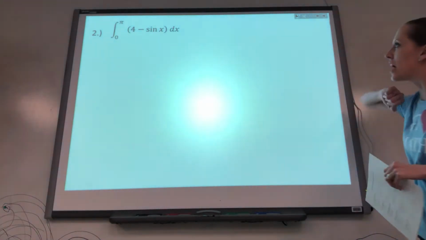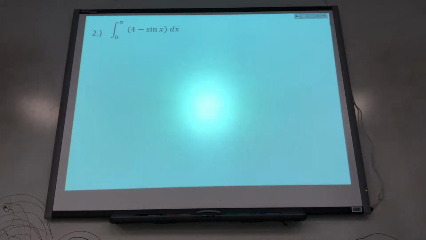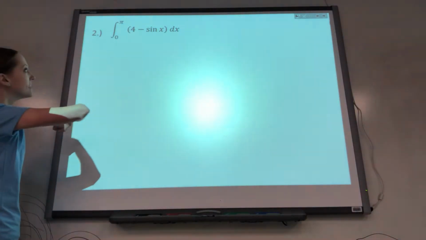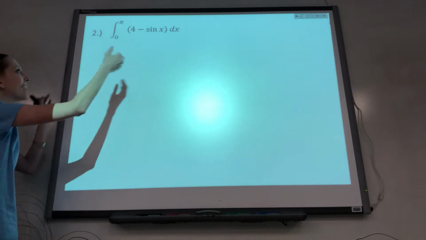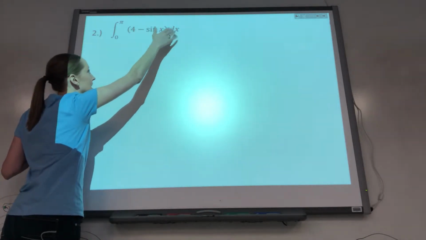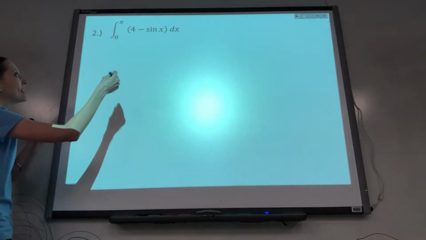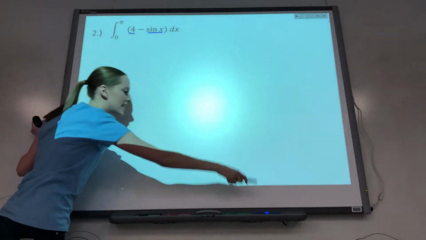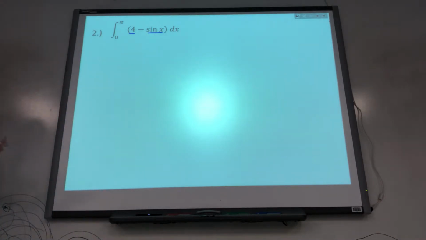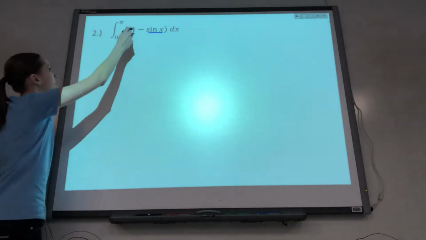All right, let's try another one. Example 2. Got 5 of them today. We're integrating from 0 to pi, and it's 4 minus sine of x dx. Parentheses are up there just as a technicality because you want all of that to get integrated with respect to x. Basically, I'm still going to integrate each part separately. You don't have to keep it together because the parentheses are there.